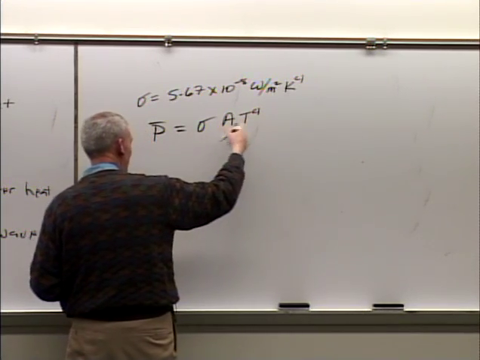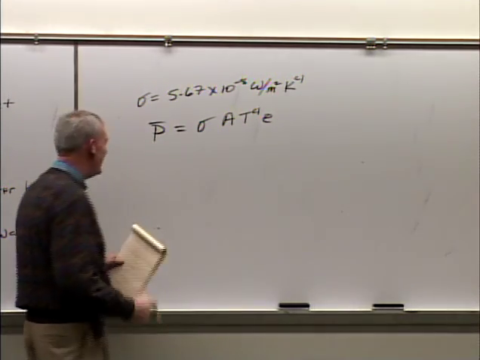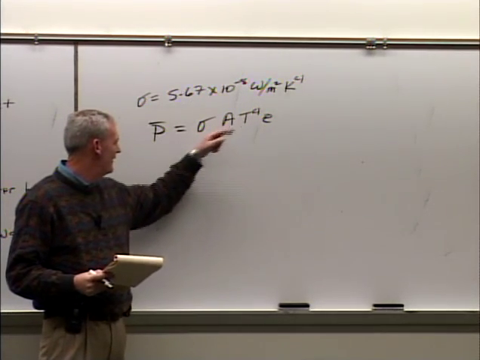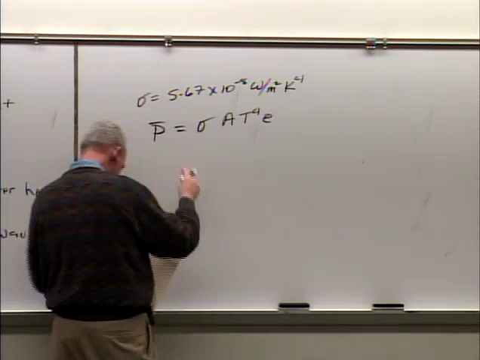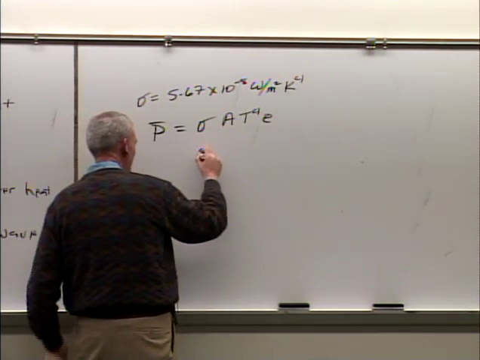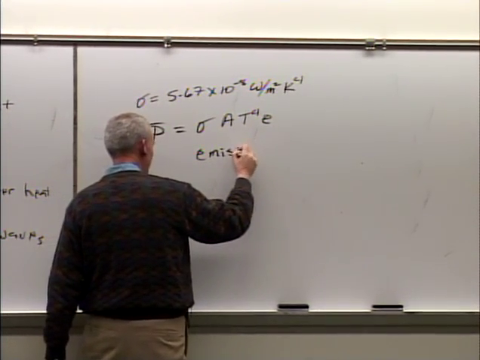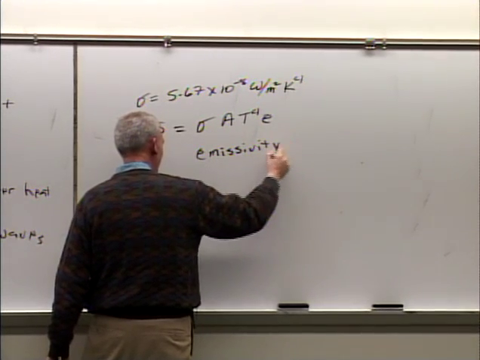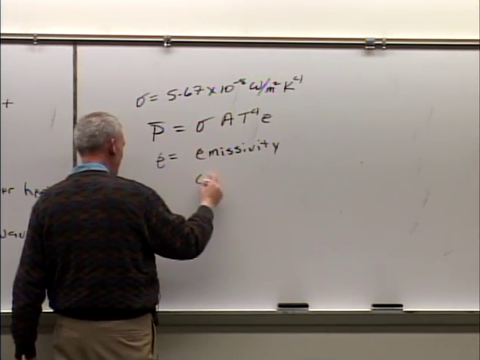Remember, this is absolute power times this little e. I forgot the little e. Usually I stick it in here. And this e is what is known as emissivity. And it's between 0 and 1.